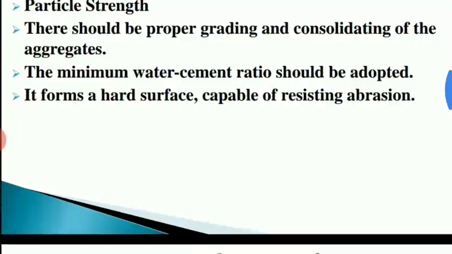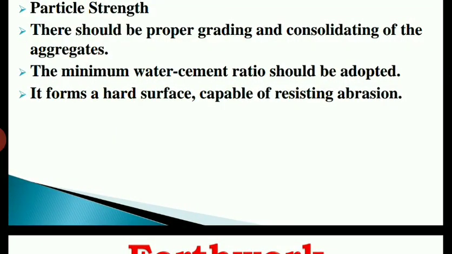So the minimum water cement ratio should be adopted, because, as we all know, if the water cement ratio is increased, you can achieve better workability. Up to a certain limit you can achieve maximum strength. If you go on adding water to the concrete, it might be more workable, but it is going to affect the entire strength of the concrete. So we need to choose the minimum water cement ratio, such that it gives the maximum strength whenever the load is applied.